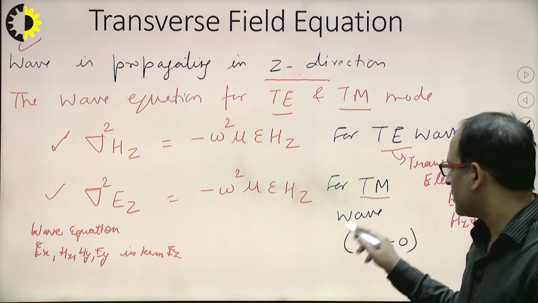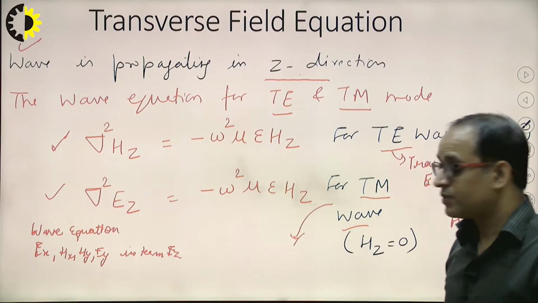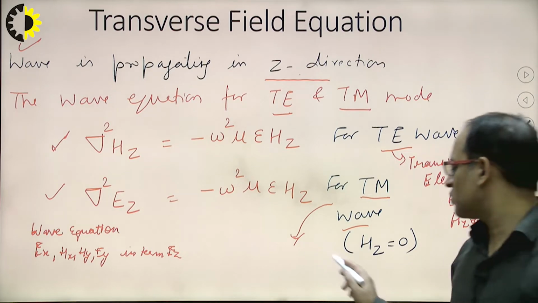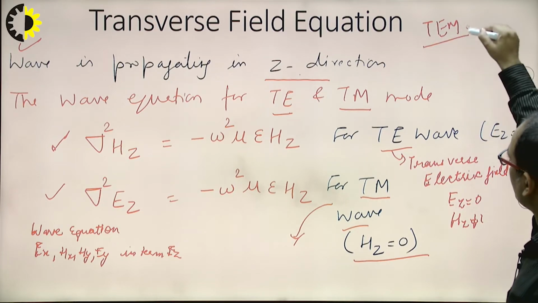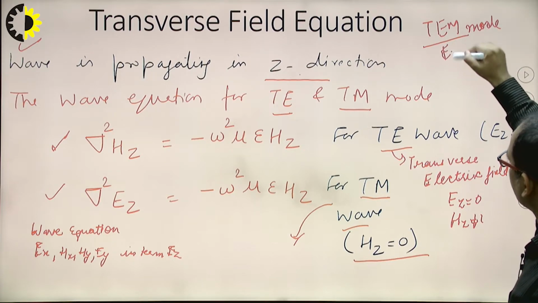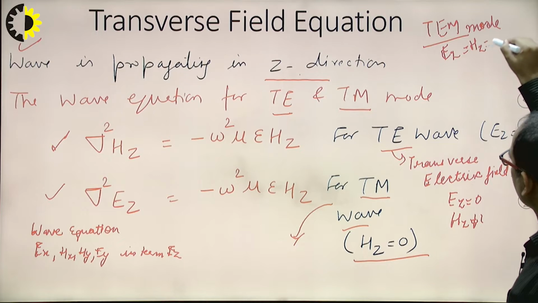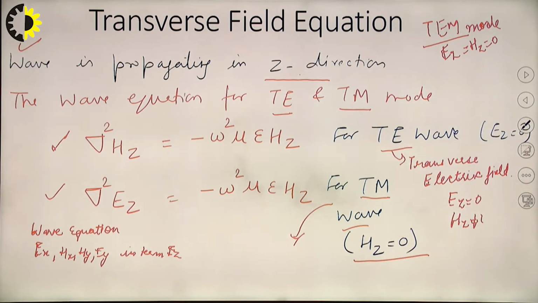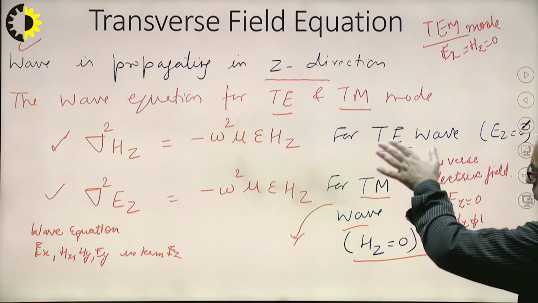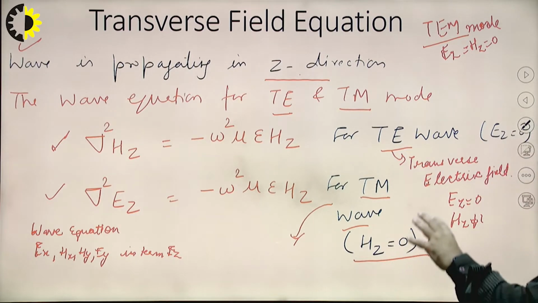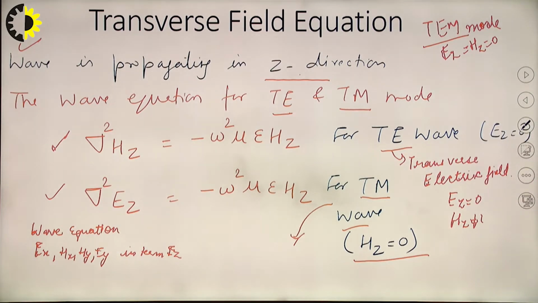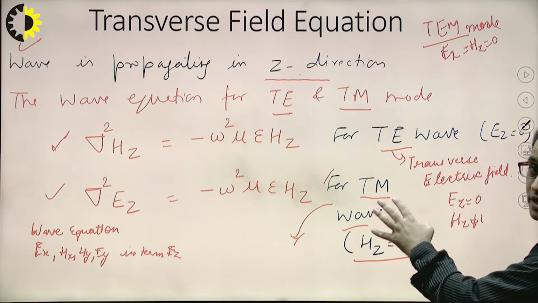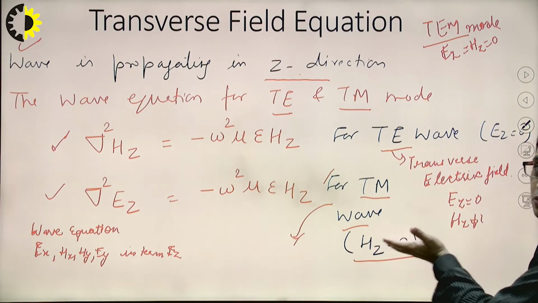What is the TM field? The TM field is the field in which the transverse magnetic field is 0, meaning Hz equal to 0. Clear? And TEM mode is the mode in which Ez and Hz both are equal to 0. Now clear? Not clear? Now see, TE mode is the mode in which the electric field is present in the x and y direction, perpendicular to the direction of propagation, and for the TM mode, the magnetic field is present perpendicular to the direction of propagation.